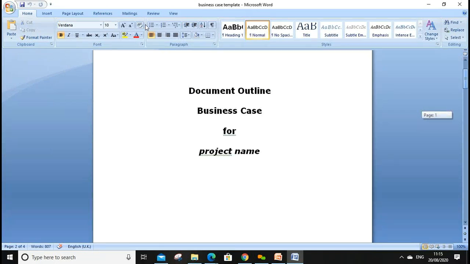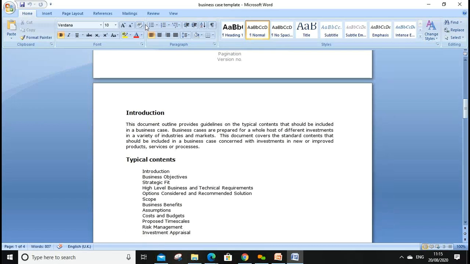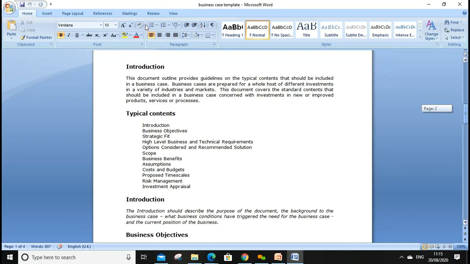So I'll upload this document. This is called business case study template. We can write the project name. We can give the introduction on why we want it. Then we can look at the business objective, why we are doing it, its strategic fit in our organization, and high level business and technical requirements.